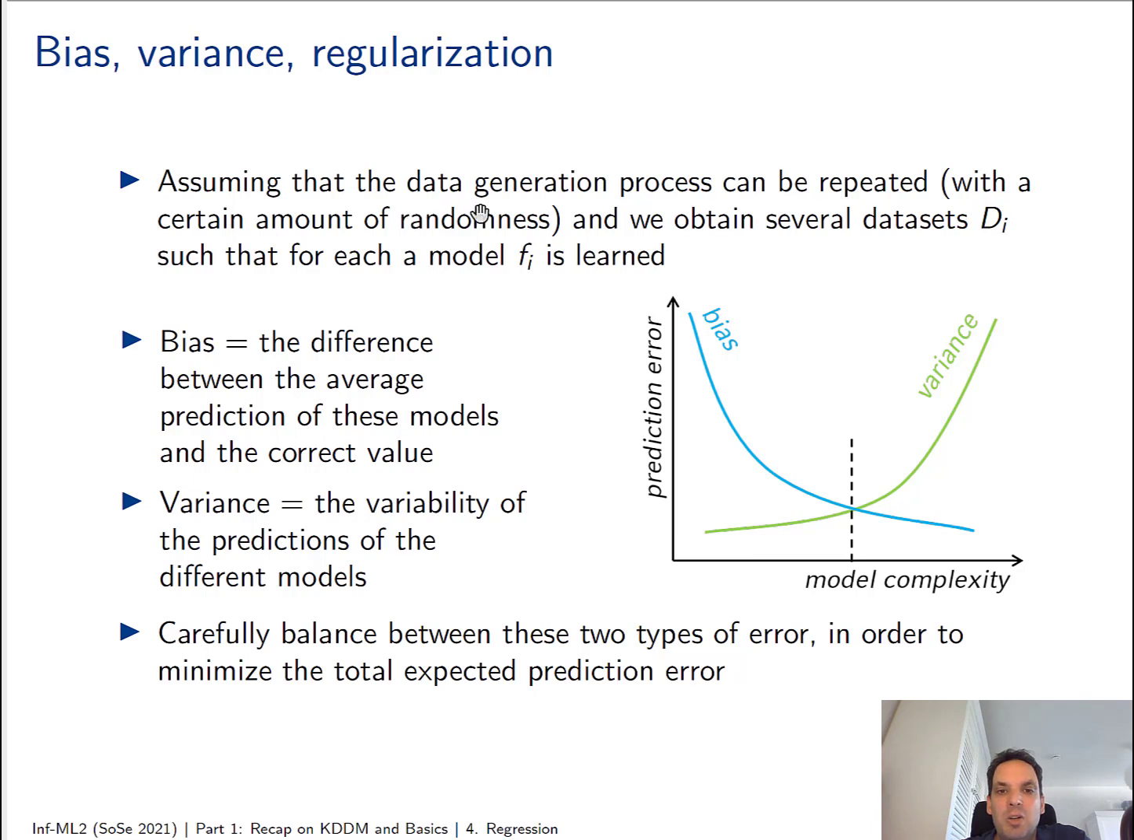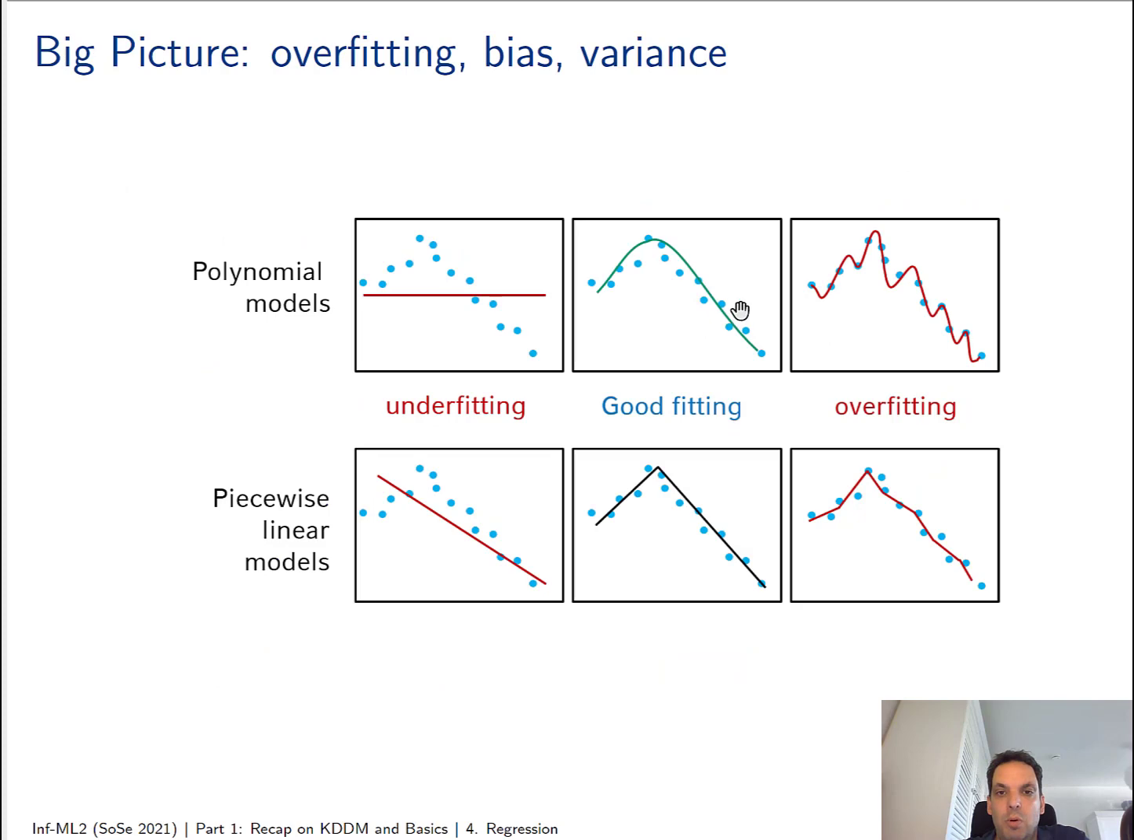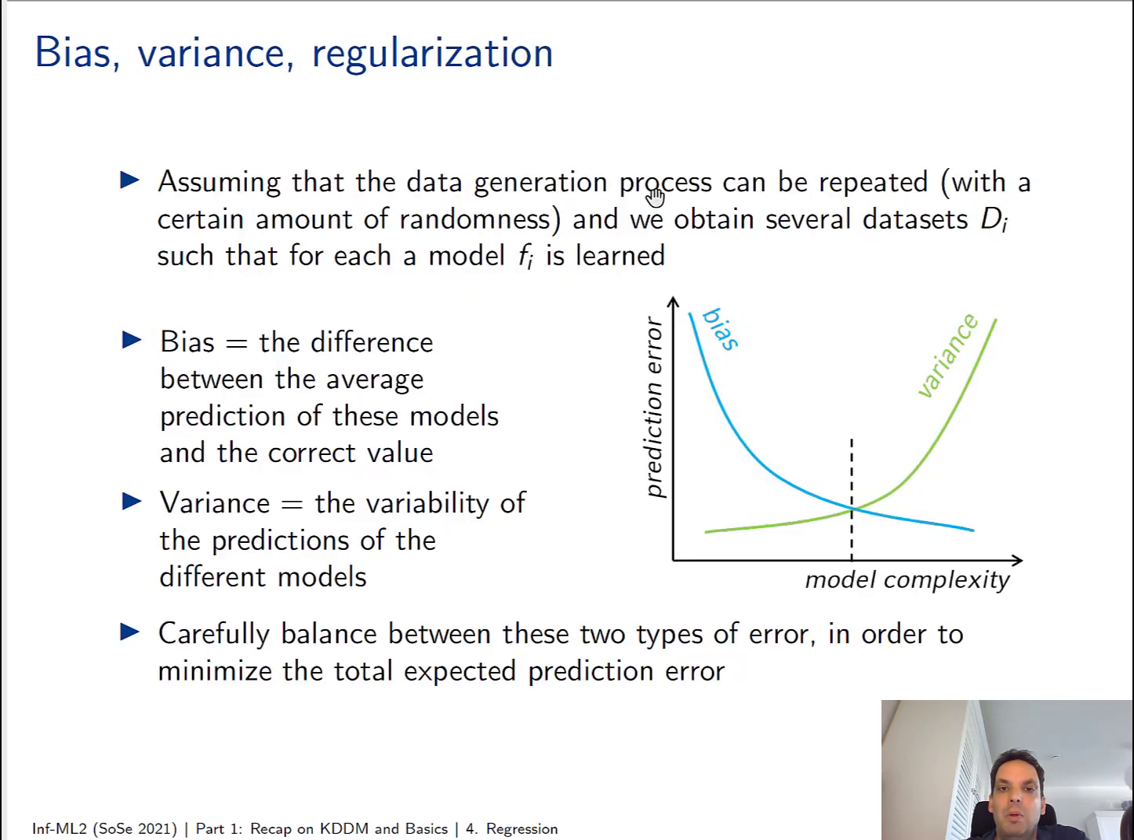Well, assume that the data generation process can be repeated. So we see our data here, the blue points, and let's assume that we can repeat this observation generating process with a certain amount of randomness, of course, and for each of the repetitions, each of these data sets, we train or fit a model. So all the data sets are a little bit different with a certain amount of randomness, and we fit different models on all these different data sets.